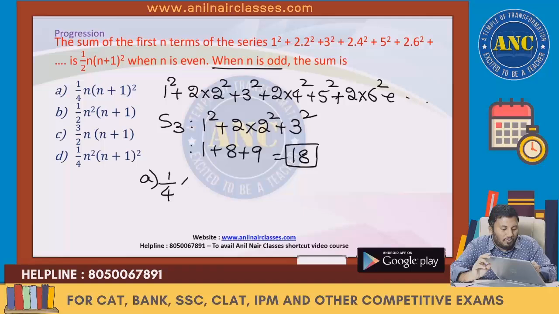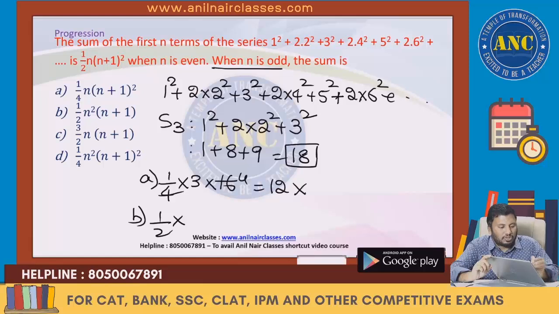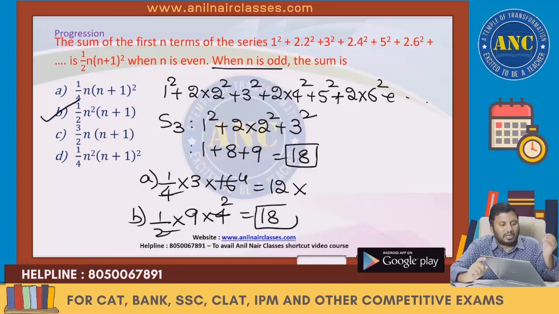First option: 1 by 4 into 3 into 3 plus 1, which is 4, 4 square is 16. The answer is 12. It cannot be. Second option: 1 by 2 into 3 square is 9, 3 plus 1 is 4, 2 twos are 4, 9 twos are 18. The second option is giving you the answer.